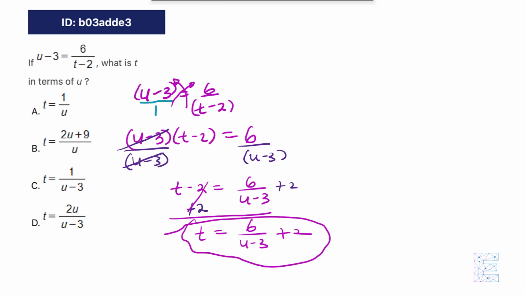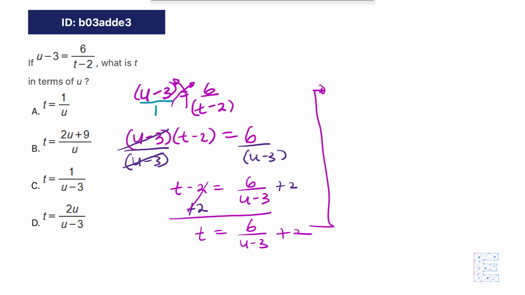However, when you glance over to the answer choices, you will not find it here. So which means the test maker wants us to simplify this a little bit more. Let's move it up here so we have more space to work with. So t equals 6 over u minus 3 plus 2 over 1. Again, because we can give any number a denominator of 1.